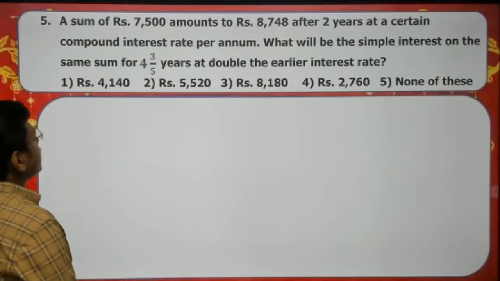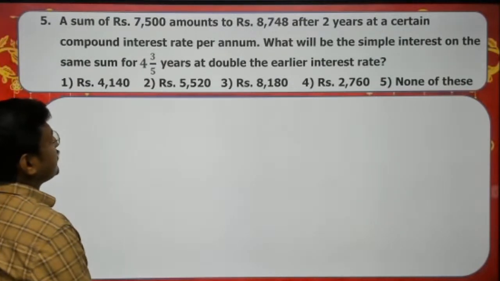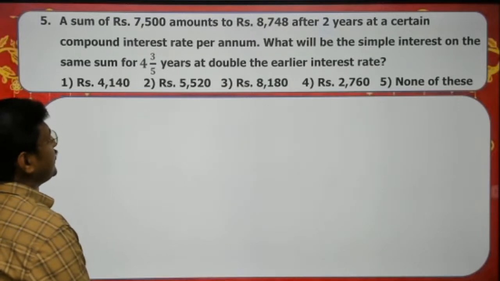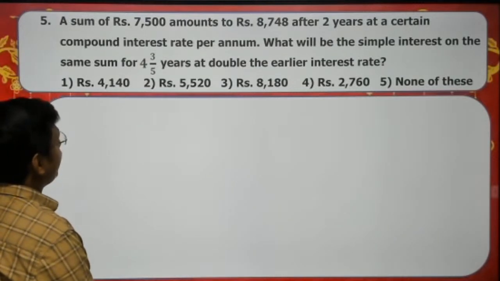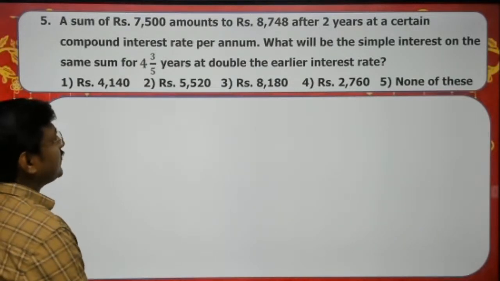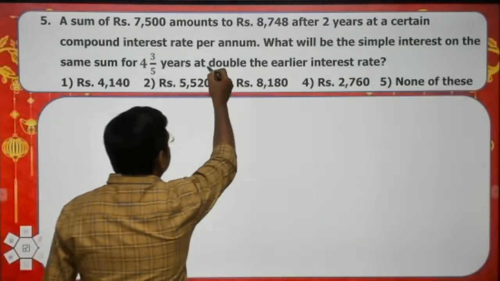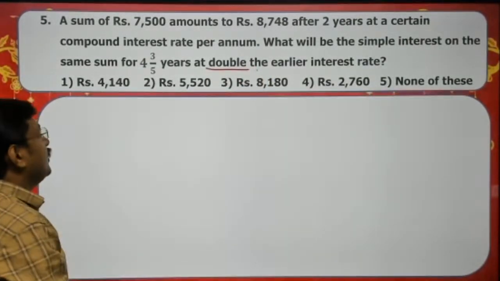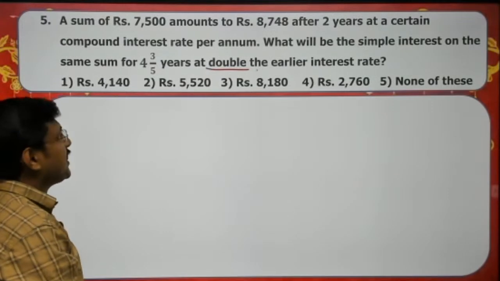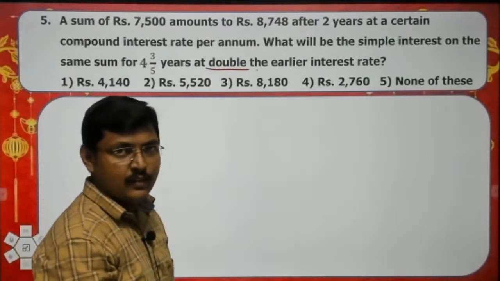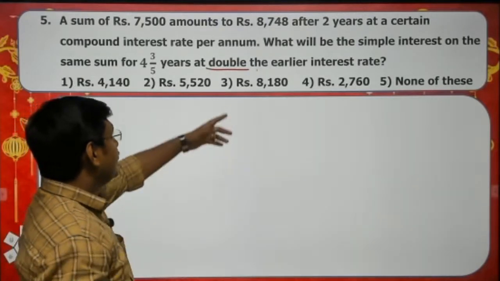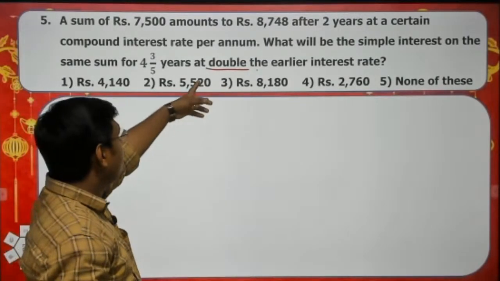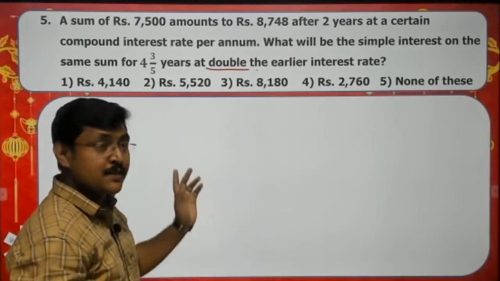A sum of rupees 7,500 amounts to rupees 8,748 after 2 years at a certain compound interest rate per annum. What will be the simple interest on the same sum for 3/5 years at double the earlier interest rate? Double the earlier interest rate, very important. So from the first condition, the rate is unknown, right? So we should find the rate. Using that rate, we need to find the simple interest. Clearly given that we need to take double the rate of the previous one for simple interest.